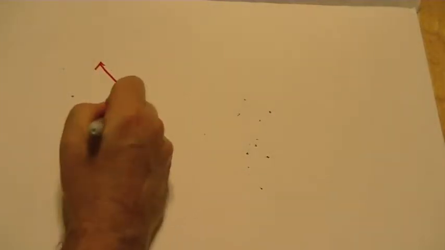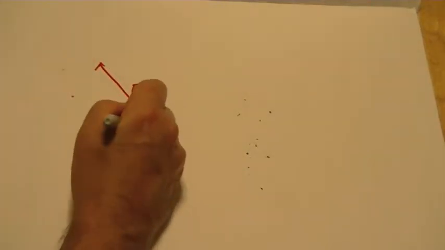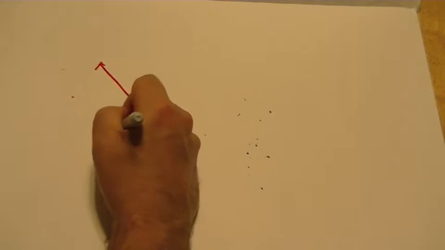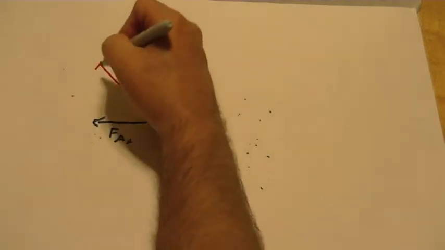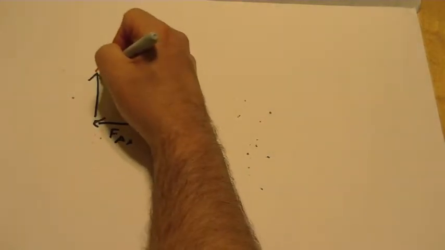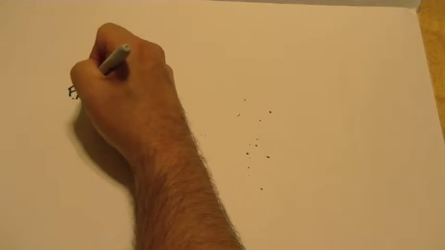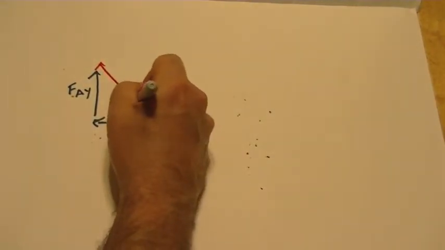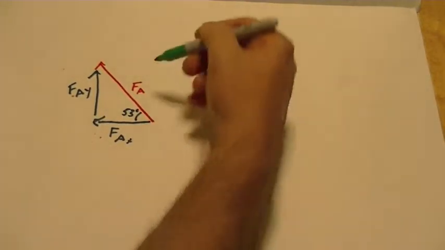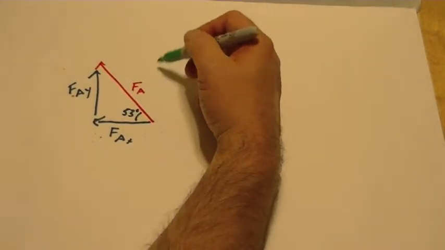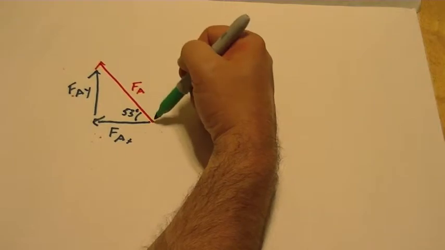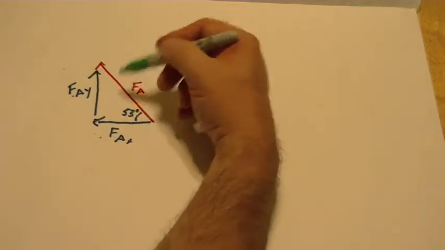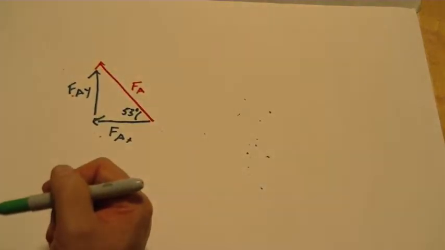So the original vector Fa is the hypotenuse of the triangle. Fax is this side of the triangle. Fay, that is that side of the triangle, with the angle here being 53 degrees. Now, Fay is really over here where the original vector starts, but I'll just leave this here to make it easier to see the triangle.